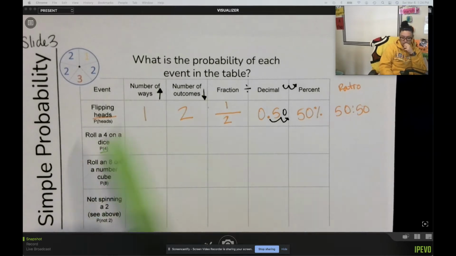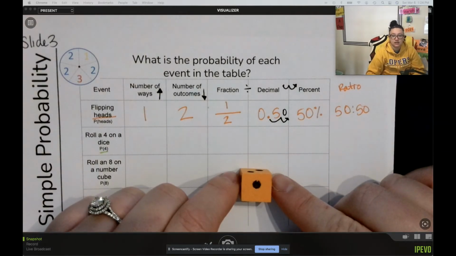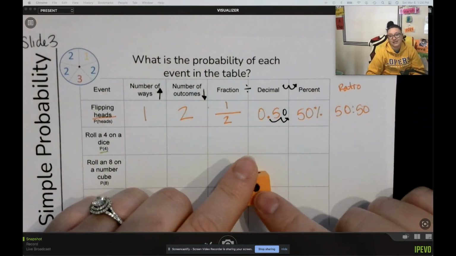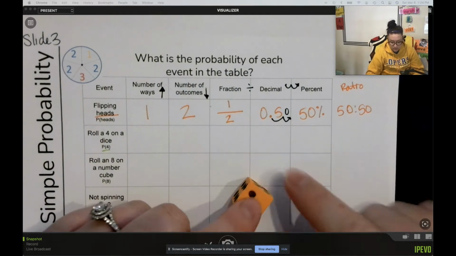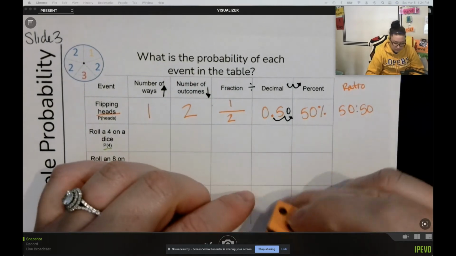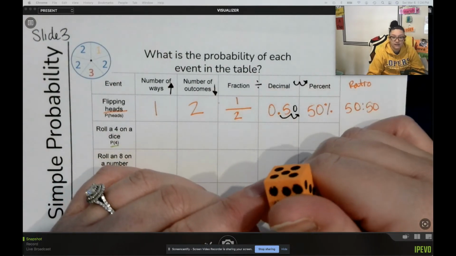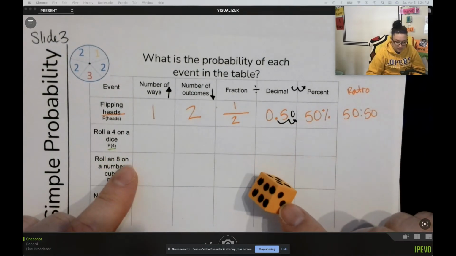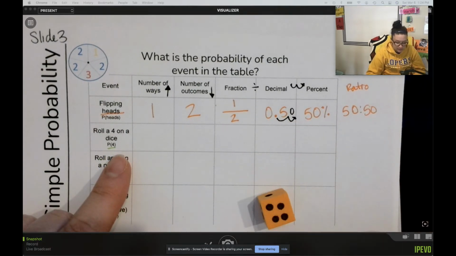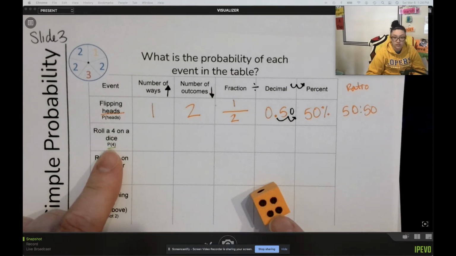P of 4. So Miss LaRosa has this dice that she made. I like it because it's quiet because it's made of foam. I've got 1, 2, 3. Where's 4? There's 4, 5, and 6. All the sides are there. So on this dice, I'm trying to find the probability of rolling a 4.